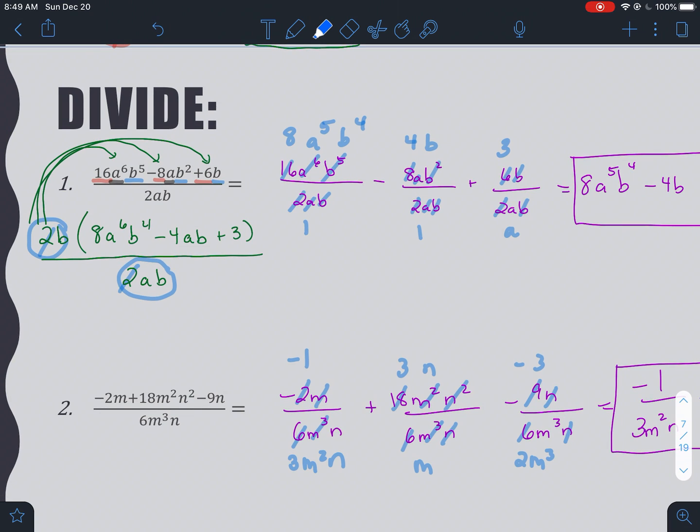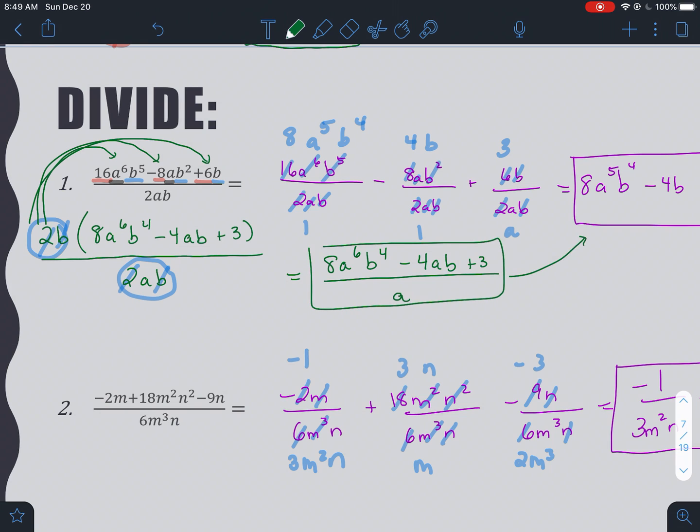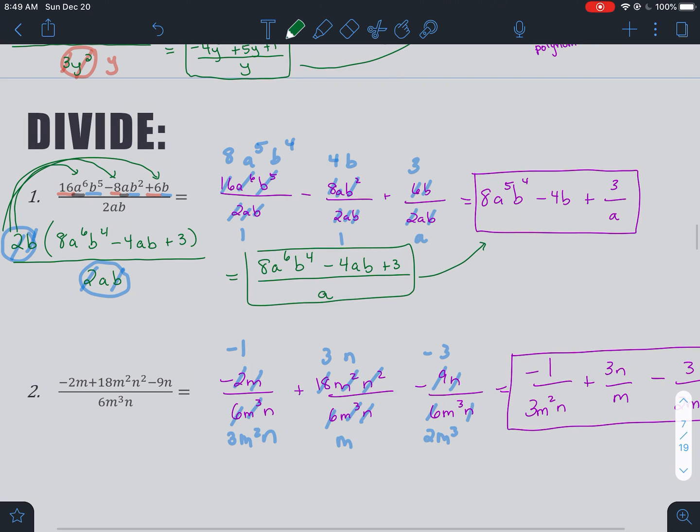So now, if you look at the two monomials, because that's what can reduce with each other, 2 divided by 2 is 1, b divided by b is 1. So you're just left with the a in the denominator. So this can reduce to 8, a to the 6th, b to the 4th, minus 4ab plus 3, all over a. And then these two are equivalent. If you would write them all over a and reduce, you would get the exact same thing. All right, so those are two different ways if you're dividing by a monomial.